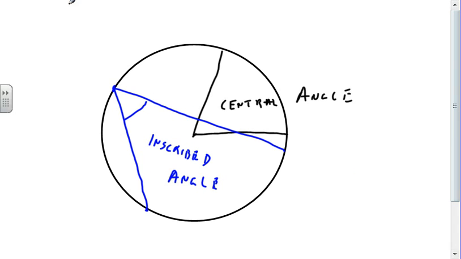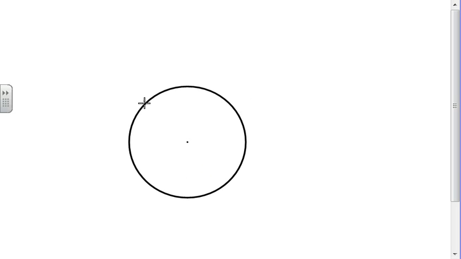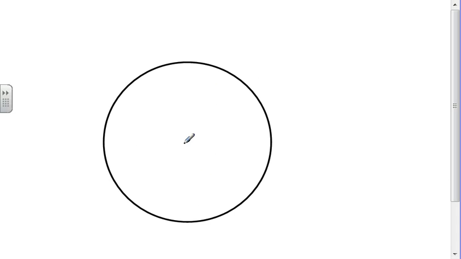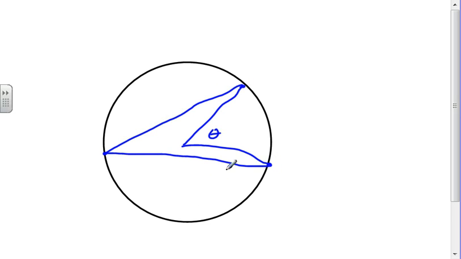Now, if they go on top of each other, so I got this circle, and I got a central angle doing this, and it's got some measurement, and then I got some inscribed angle that's going to the same spot like that. What do you think that angle is now? I don't really know, but I'm sort of thinking it's half. I think this is 1/2 theta.